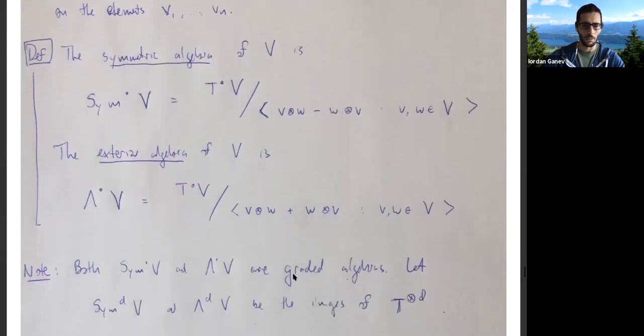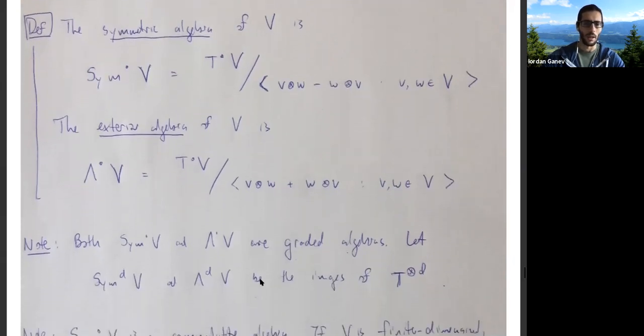So they're both graded algebras, and we have the images. We could take the dth tensor power of capital V and look at its image in either the symmetric algebra or the exterior algebra. That'll be a graded piece of each of these algebras. Sym^d V and exterior^d V are the images. If V is finite dimensional, these will be finite dimensional. You can write down what the dimensions are as certain choose functions in terms of the dimension of V and d.